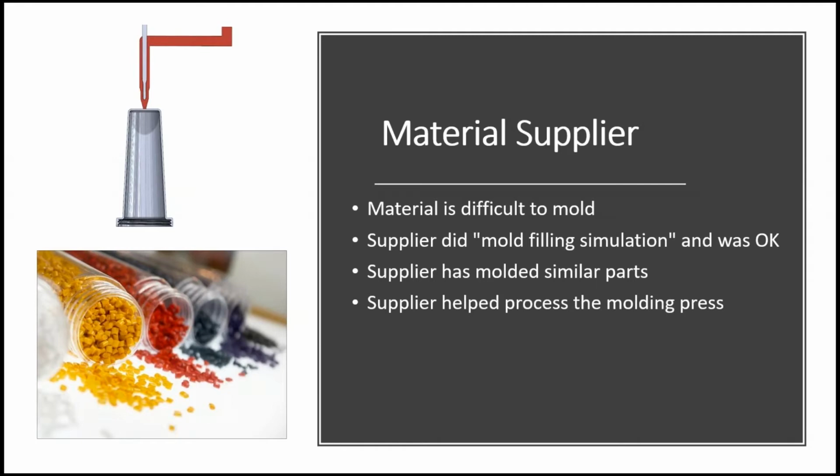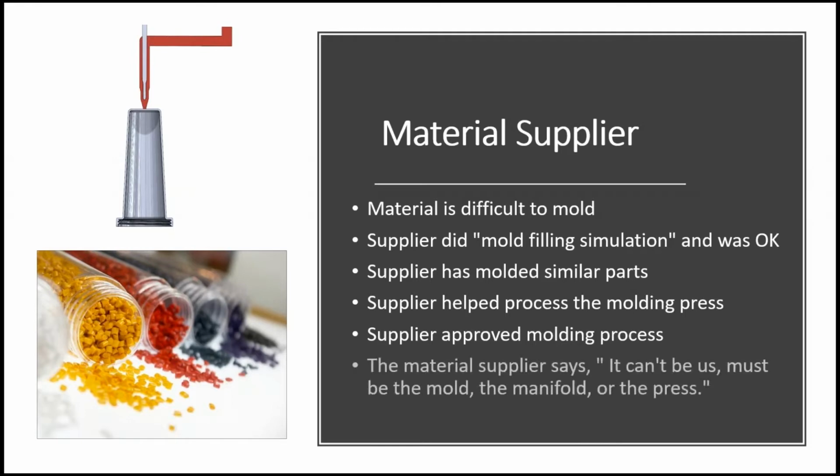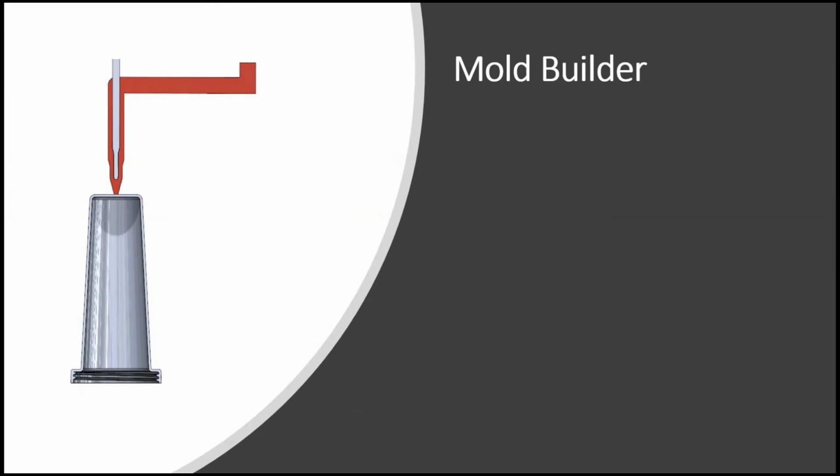The material supplier came into the molder and helped them process the press, and knew that they were running it within normal limits, and the supplier approved the molding process that they ran. So the material supplier walked away concluding the same basic thing: well, it can't be us, it must be the mold, the manifold, or the press.